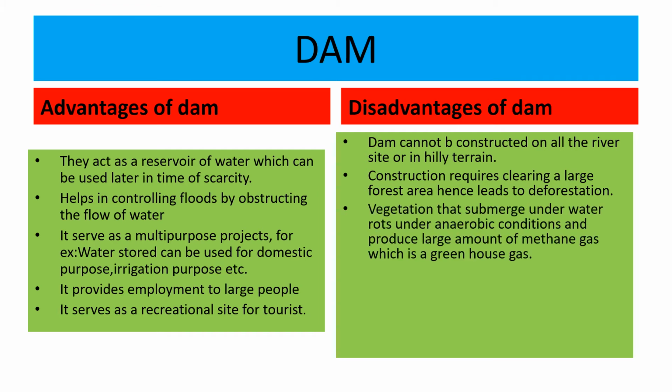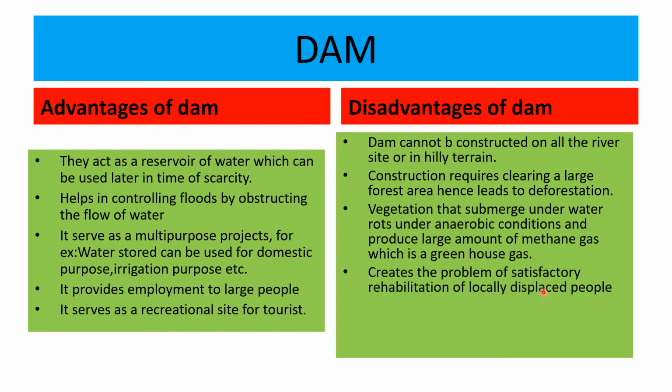Then vegetation which got submerged under the water because of these dams, वो क्या करता है जब सबमर्ज हो जाता है तो एनारोबिक कंडीशन में वो रॉट करता है. एनारोबिक मतलब वहां पर ऑक्सीजन नहीं मिलता है. And whenever there is anaerobic condition, then methane gas is produced, which is a greenhouse gas. So it's the biggest disadvantage of constructing a dam, that the vegetation which got submerged under the dam is brought under anaerobic condition, producing a large amount of methane gas, which is a greenhouse gas, right?